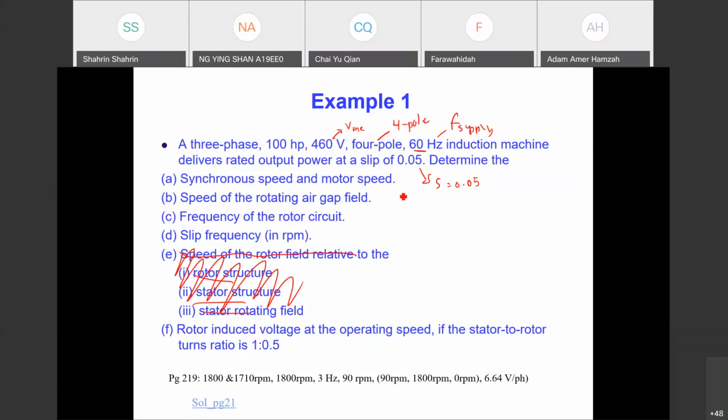So the synchronous speed, which is NS, is very simple: 120 multiplied with the frequency supply, divided by the number of poles. So your frequency supply is 60 hertz. So this one is actually 1800 RPM.